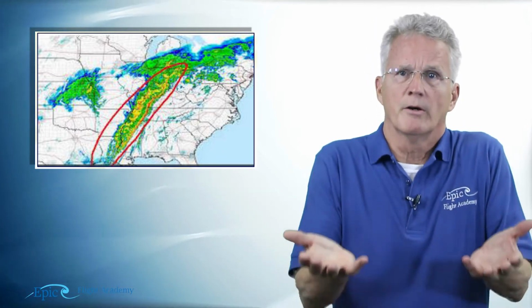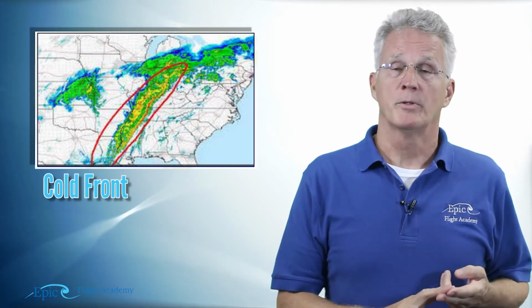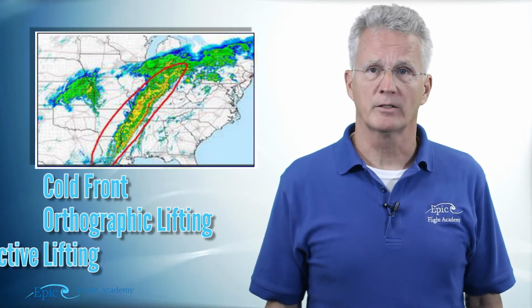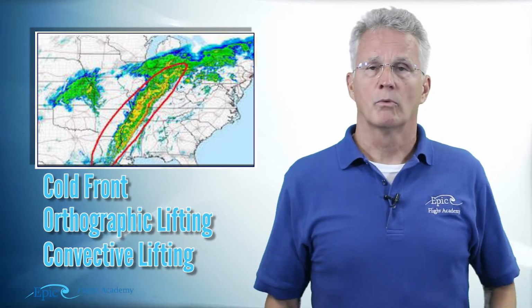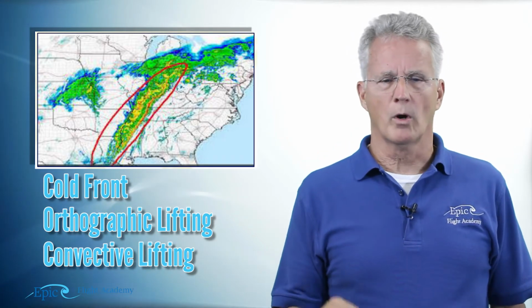And there's a couple of different things that can give that unstable air its initial lift upward. One of those might be a cold front. Another one of those might be what we call orographic lifting. That just means that the terrain is rising and the air is lifting as it goes over that rising terrain. And a third common one is convective lifting. Now, you remember when we talked about convection, if there's localized heating, air will rise convectively. So those are the three requirements.